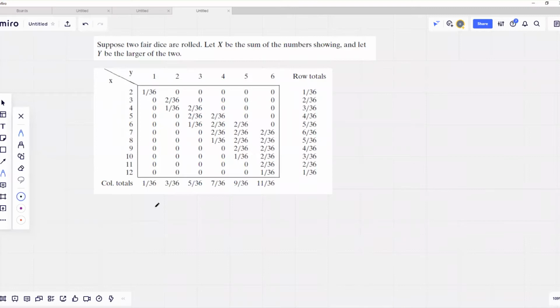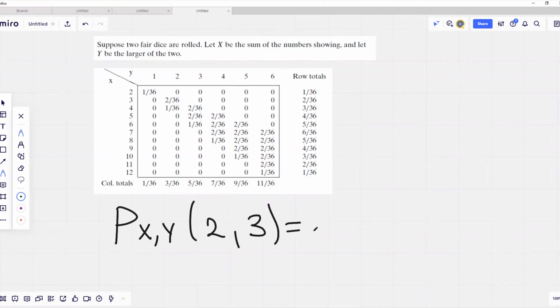Now let's take a look at the following example. Suppose 2 fair dice are rolled, let x be the sum of the numbers showing and let y be the larger of the 2. Then if we are looking for the probability that random variable x is equal to 2 and random variable y is equal to 3, then there are no such outcomes, and that probability is equal to 0.